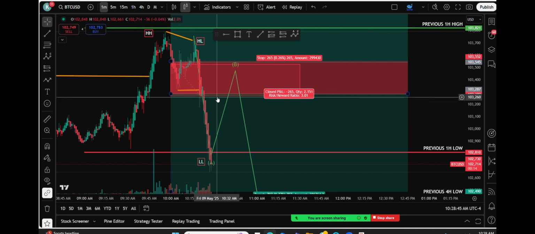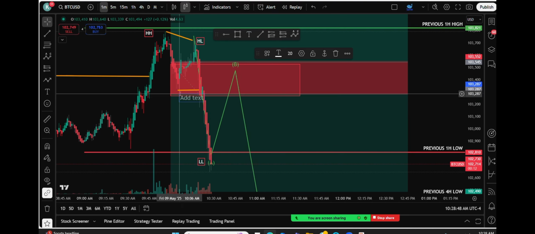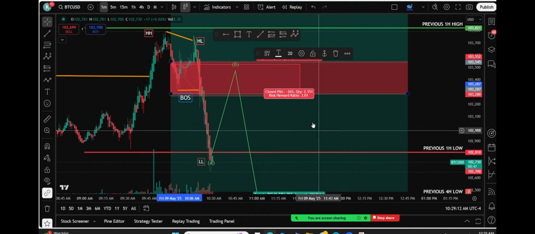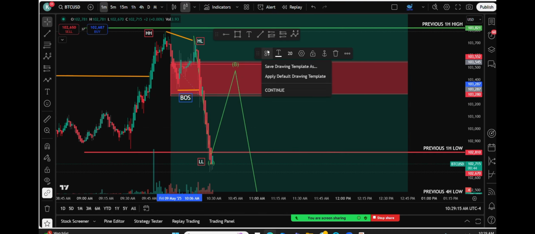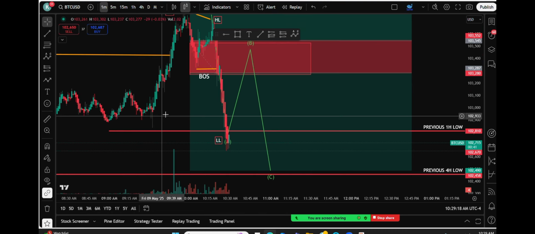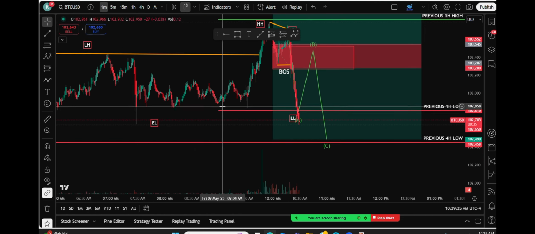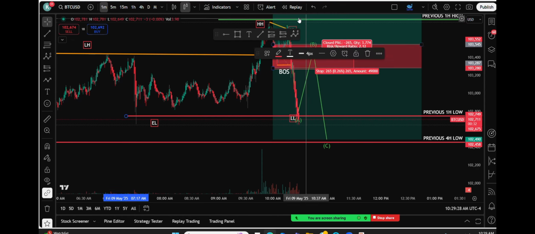Alright, so we mark this as breaker structure. Cool. That's our breaker structure. We save it. And what we want to put it as is continue. Just continue, right? Because breaker structure just simply means continuing. Right? And right here, these are equal.